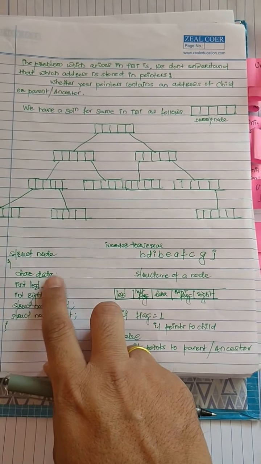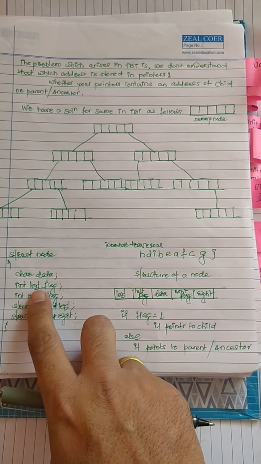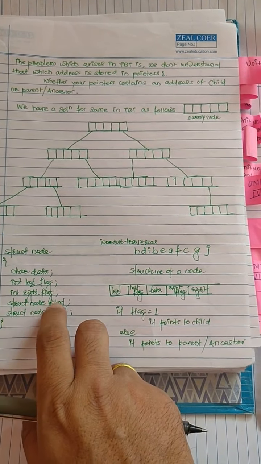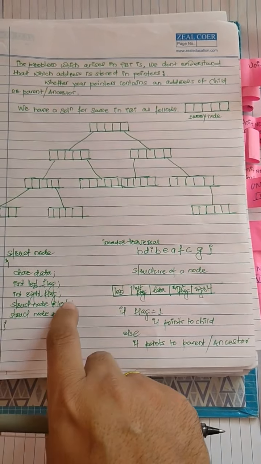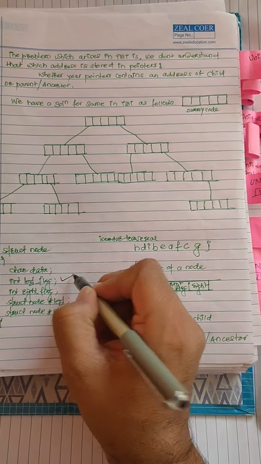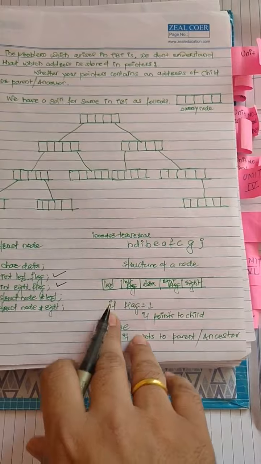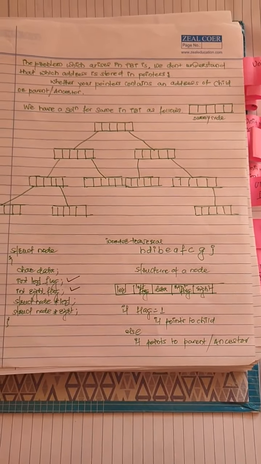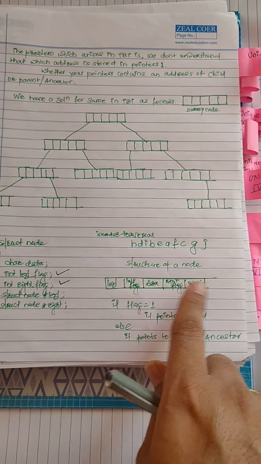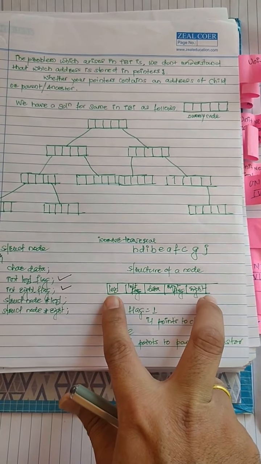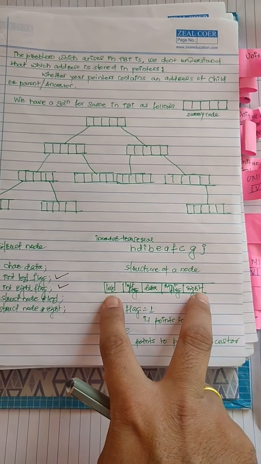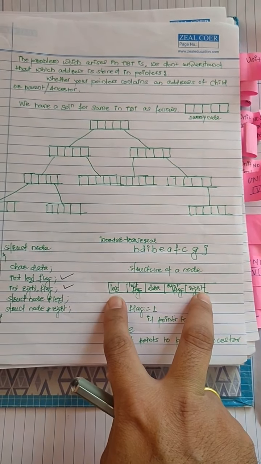Those parts are: character data, the first thing. Second is integer left flag, integer right flag, struct node star left and struct node star right, which were already there. The 2 new things we have included are the left flag and the right flag. Now I'll tell you what left flag and right flag are. Let me explain first. When I'm talking about the 5 item structure of my node, the leftmost and rightmost pointers are nothing but the left pointer and right pointer of your node, which were already there.